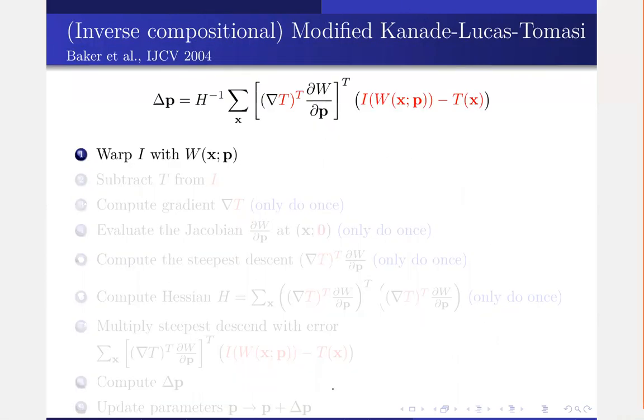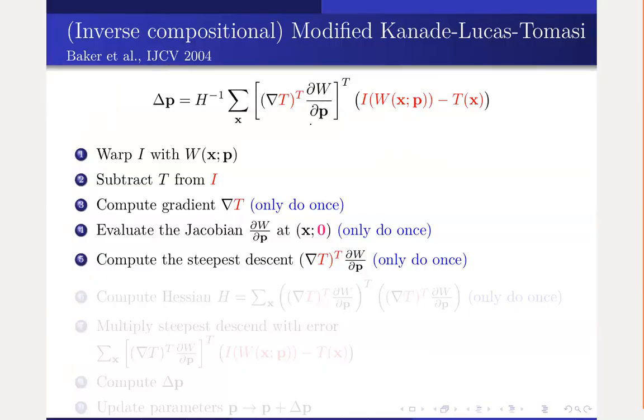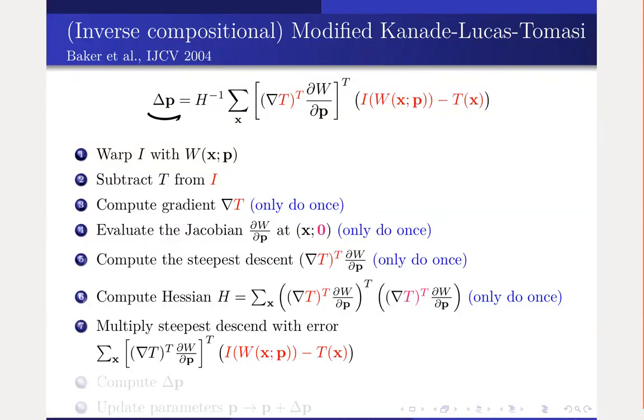Okay, anyway, let's look at the entire thing again. If I use this modified KLT algorithm, what we need to compute is delta P, but now see what we have. We start with the image, warp it, and then subtract the template. Then we compute the gradient of T here. But if your template is not changing, you will only compute the gradient of T once. And then you compute the Jacobian of W here.